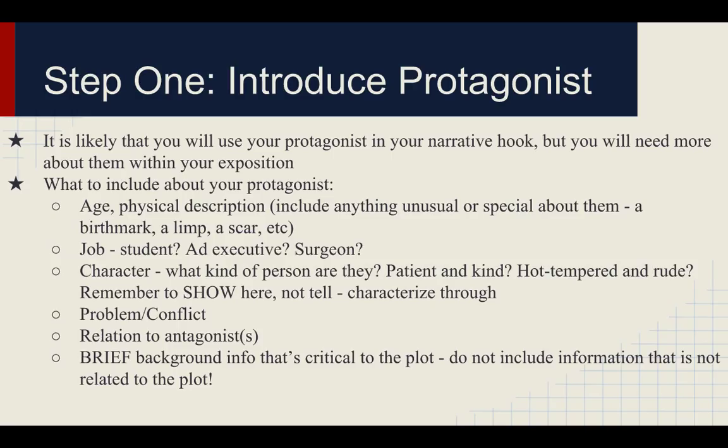You have to tell us what the problem or the conflict is. Show it to us. That's a great thing to do in the narrative hook, and then it's already set in motion. You also need to talk about your antagonist. What's your protagonist's relationship to the antagonist? And then brief background information that's critical to the plot. Don't include information that's not related to your plot, especially in a short story. You don't have time for it. Don't bother with it.